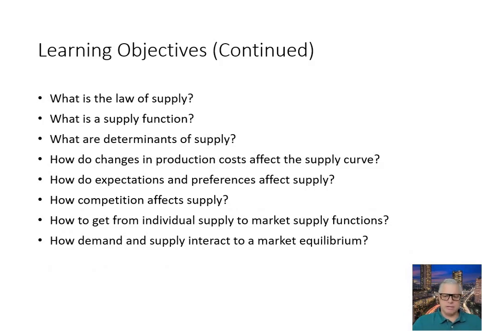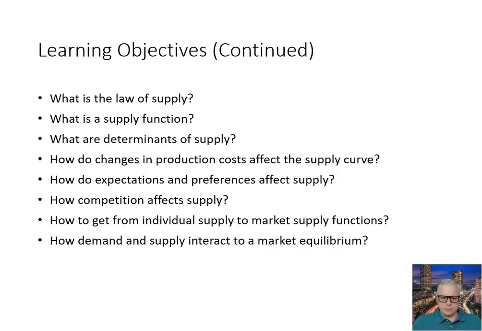And then we do the same thing more or less for supply. So we will talk about the law of supply, then what the supply function is, then we move to the determinants of supply, and then we will talk about how changes in production costs affect the supply curve. And we will also talk again about expectations and preferences, how they affect supply. Then we will talk about competition and how that affects supply.